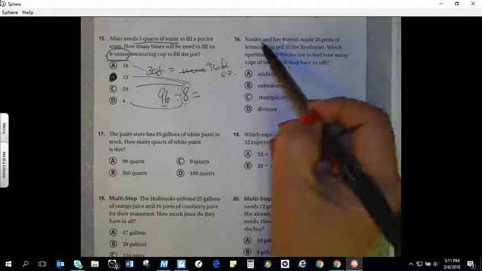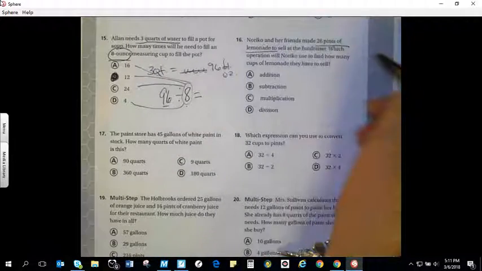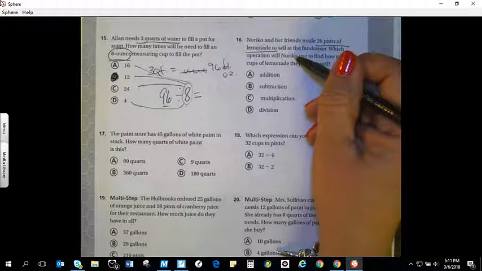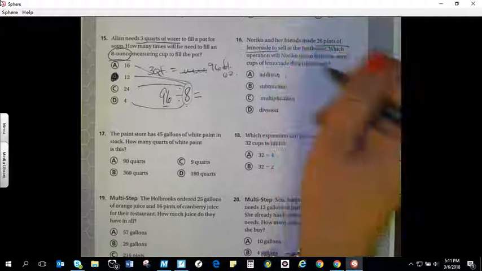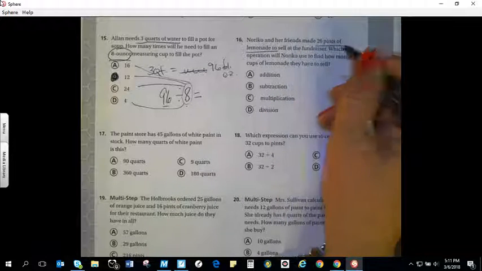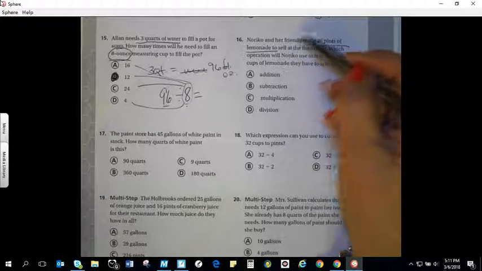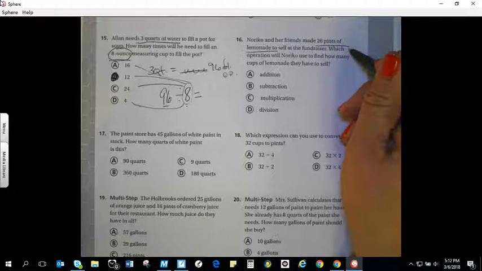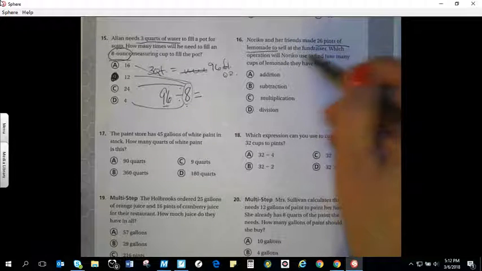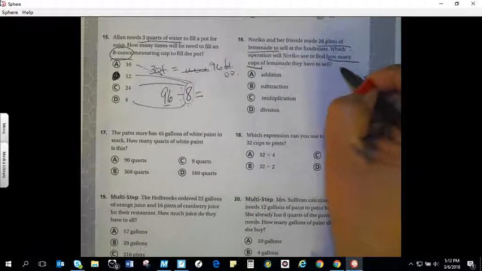All right. Noriko and her friend made 26 pints of lemonade to sell at a fundraiser. Which operation will Noriko use to find how many cups of lemonade they have to sell? So what would she need to do? Noriko and her friend made 26 pints of lemonade to sell at the fundraiser. Which operation will she need to do to find out how many cups of lemonade they will have to sell?